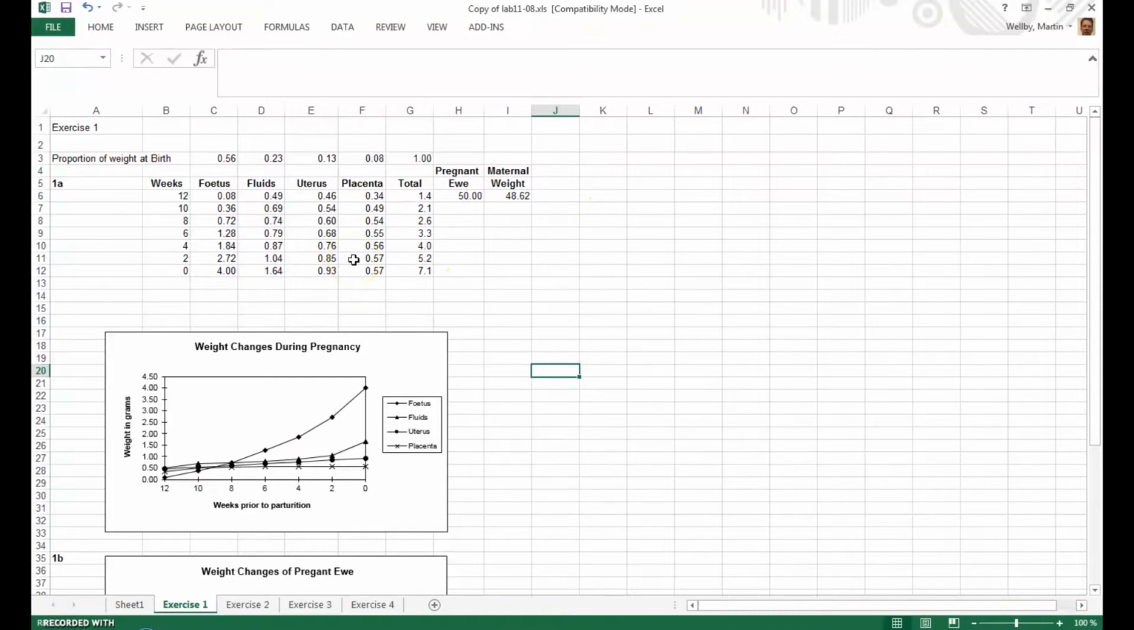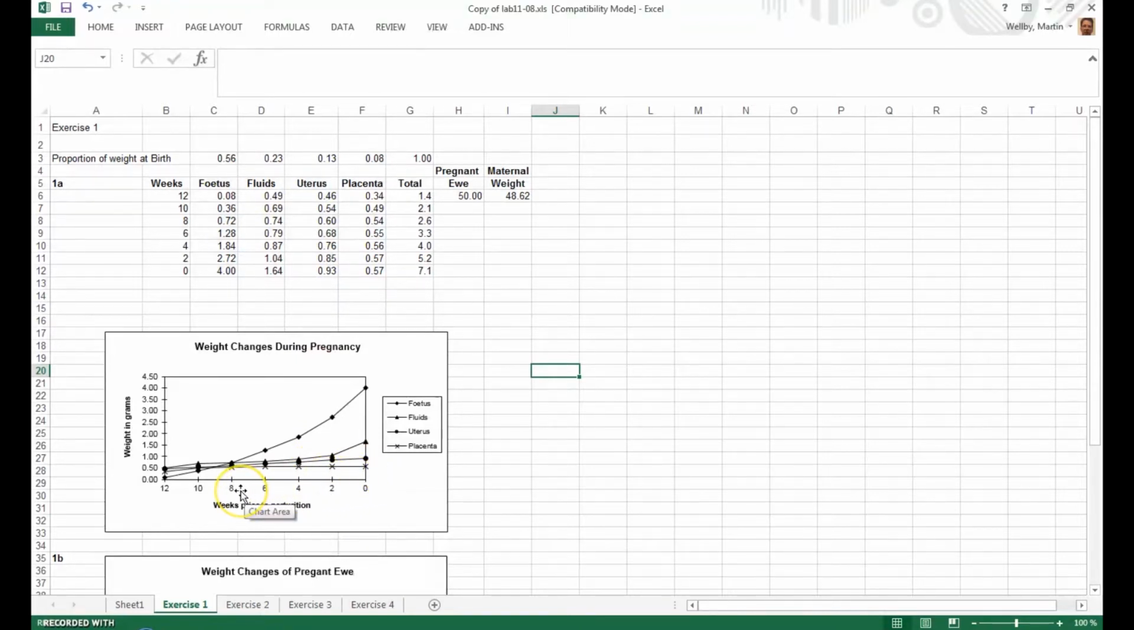The whole point of this exercise is not really to teach you how to use Excel. It's about showing you how we arrive at these numbers. So I filled in the table, and that has automatically filled in this chart.